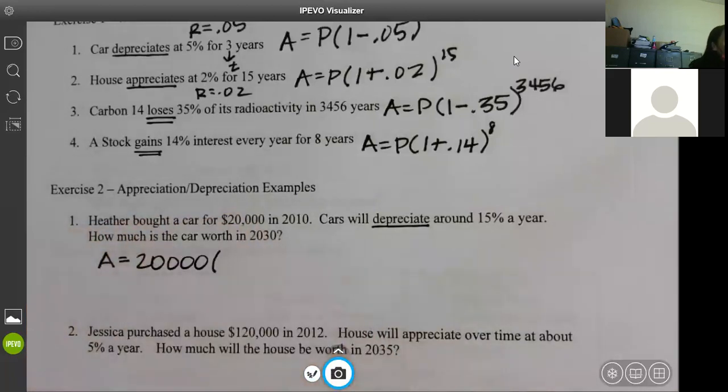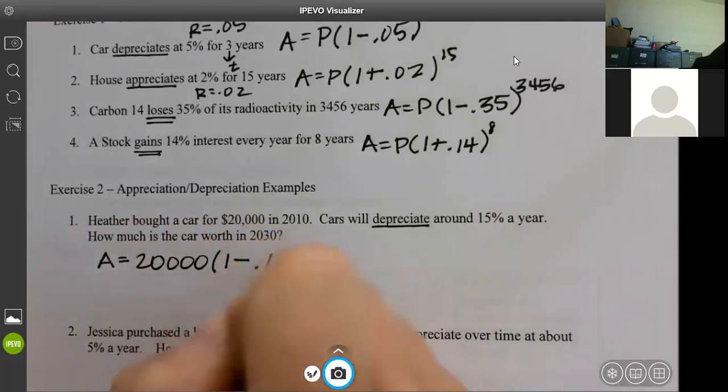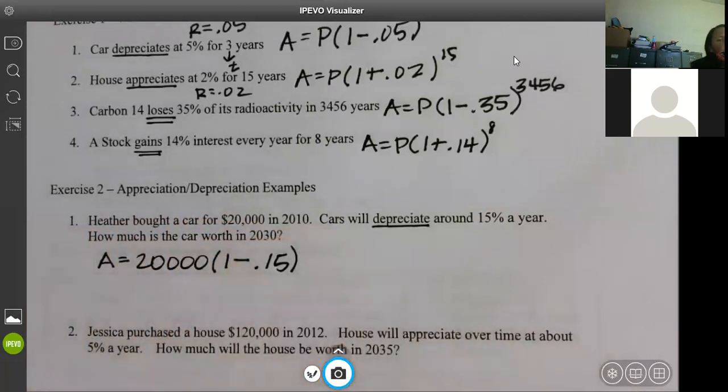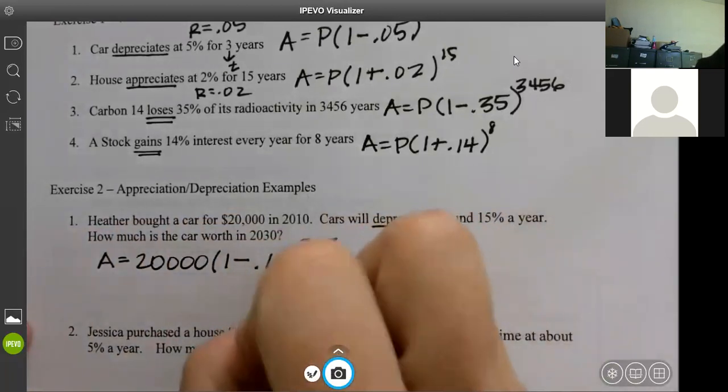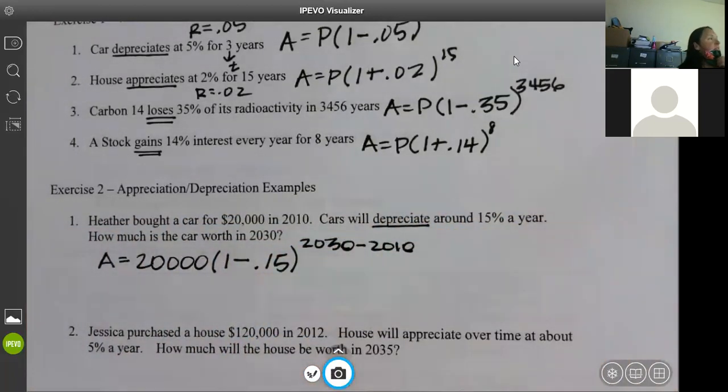You said it depreciated, which means it decreased in value. So we're going to use our minus. What was our rate? 0.15. And then how long are we doing this? Not 10. Why 20? So we had 2030 was our finish year, but we started at 2010. So when I subtract those, I get 20. If you don't want to subtract them, you can put them up there just like this.